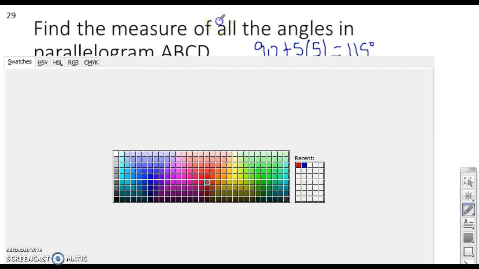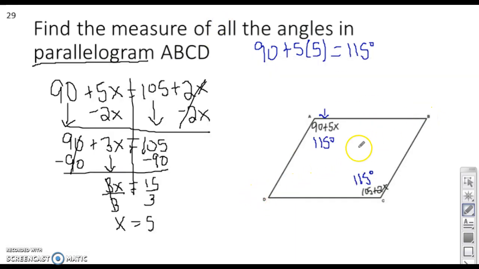And then we also have to remember that the consecutive angles are supplementary. So now if we want to find angle B and angle D, we would have to use our supplementary rule, which says that they add up to 180. So 180 minus 115 will give us 65. And if this angle is 65, I know this one is also 65 because the opposite angles have to be congruent and the consecutive angles have to be supplementary.